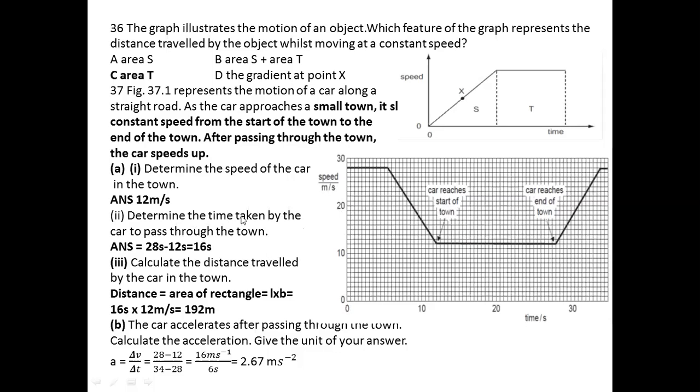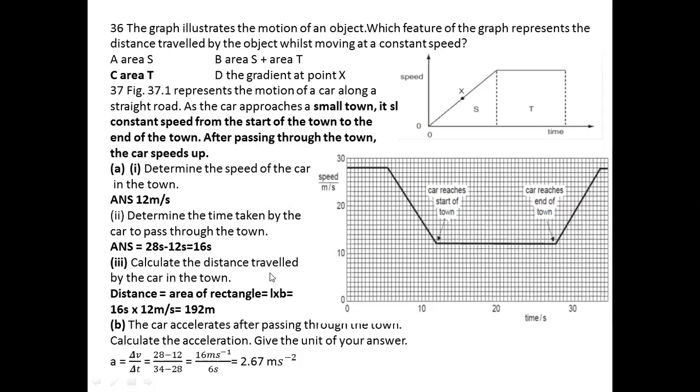Next, calculate the time taken by the car to pass through the town. That is, what is the time at the start of this horizontal line, and what is the time at the end of this horizontal line? These two times will be subtracted. When it enters the town, the time is 12 seconds, and when it ends the town, the time is 28 seconds. 28 seconds minus 12 seconds is equivalent to 16 seconds.